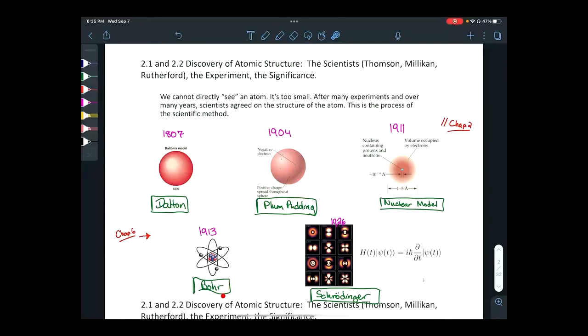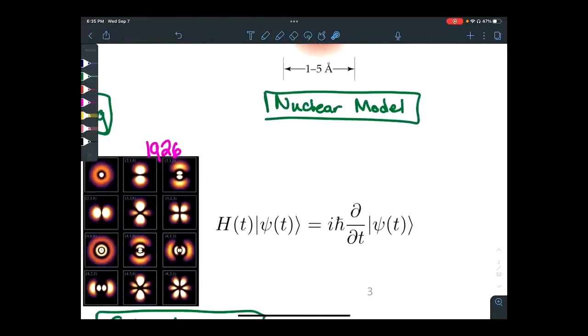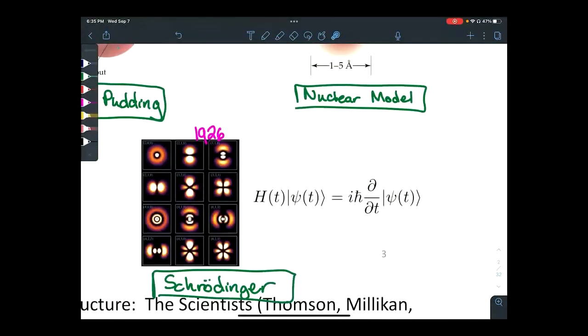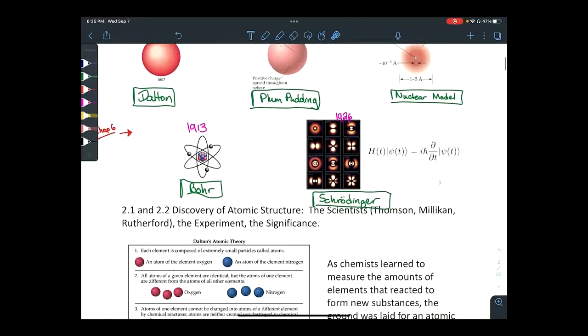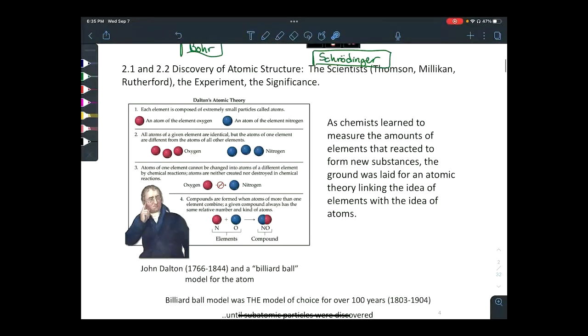That's chapter 2, and we'll move on to the Bohr model, and then finally the Schrödinger equation, which is the true model of the atom. And so, yes, we will look at this equation. Okay, we'll look at this equation. All right, so let's look at the first model, Dalton's model.